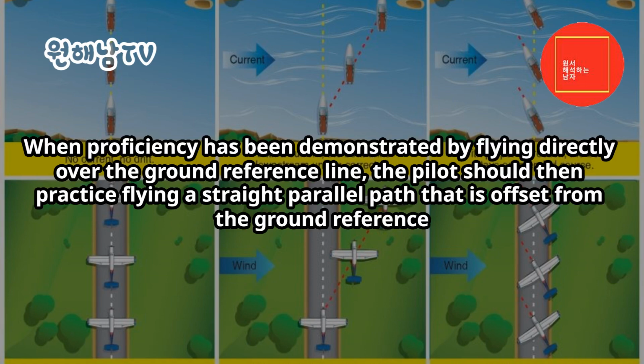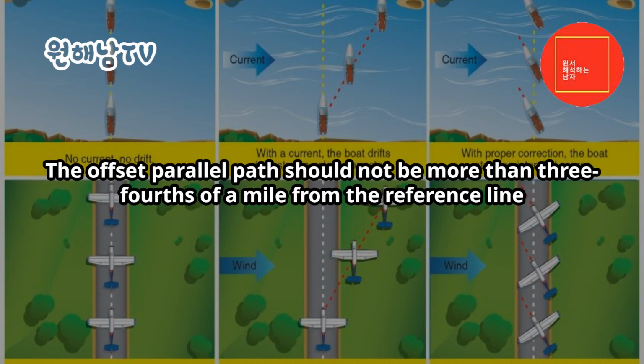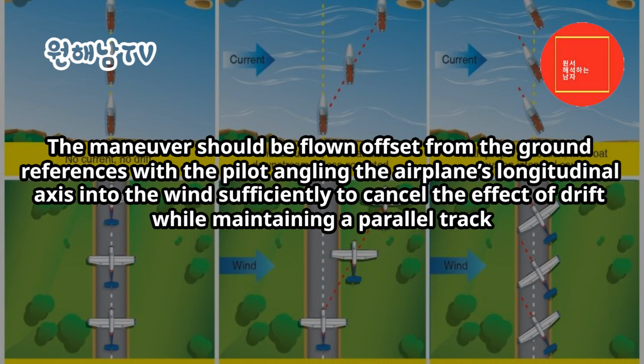When proficiency has been demonstrated by flying directly over the ground reference line, the pilot should then practice flying a straight parallel path that is offset from the ground reference. The offset parallel path should not be more than 3/4 of a mile from the reference line. The maneuver should be flown offset from the ground references with the pilot angling the airplane's longitudinal axis into the wind sufficiently to cancel the effect of drift while maintaining a parallel track.